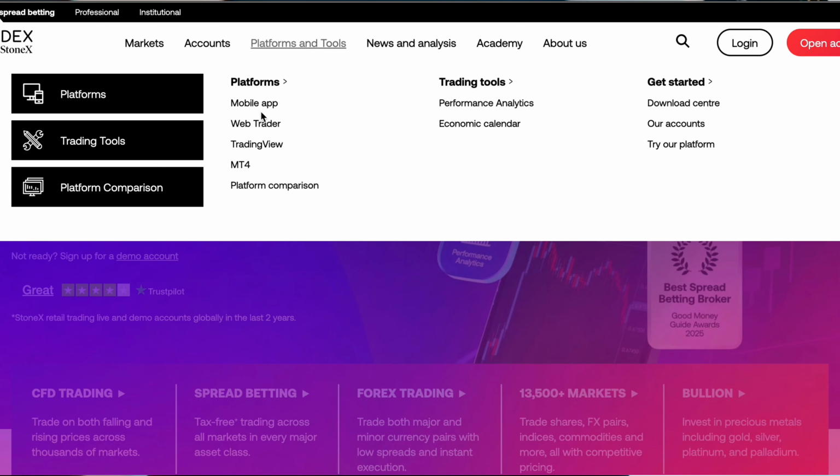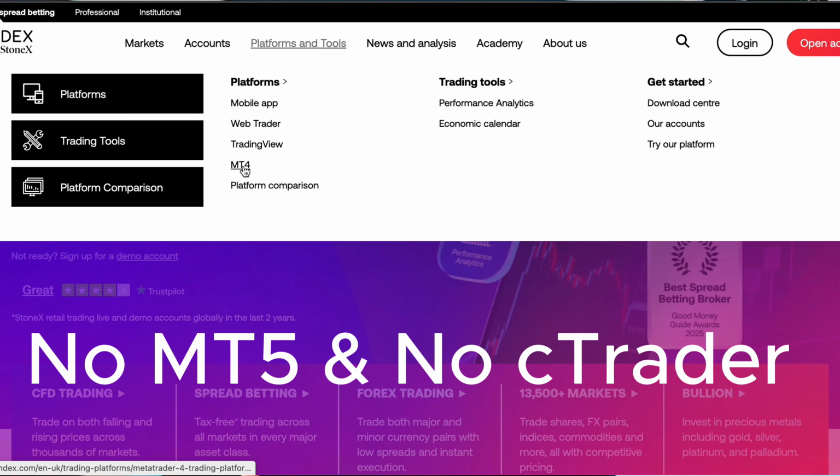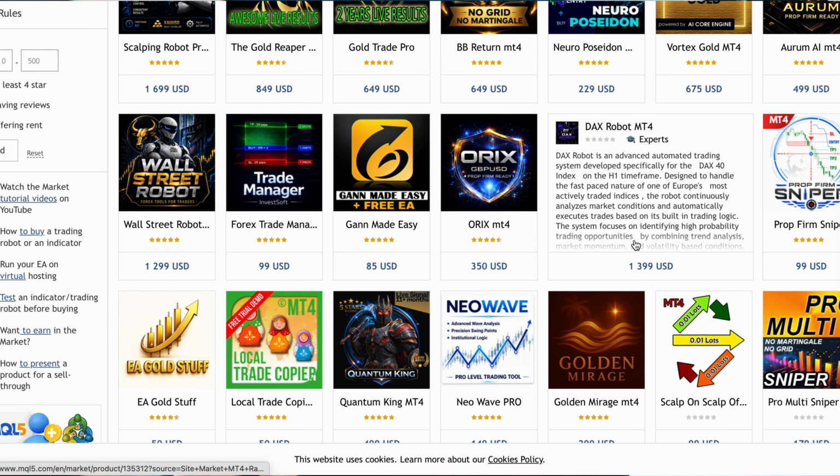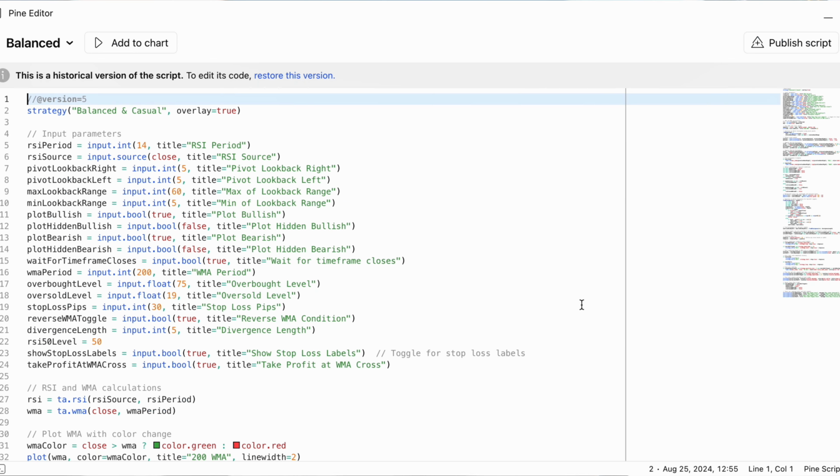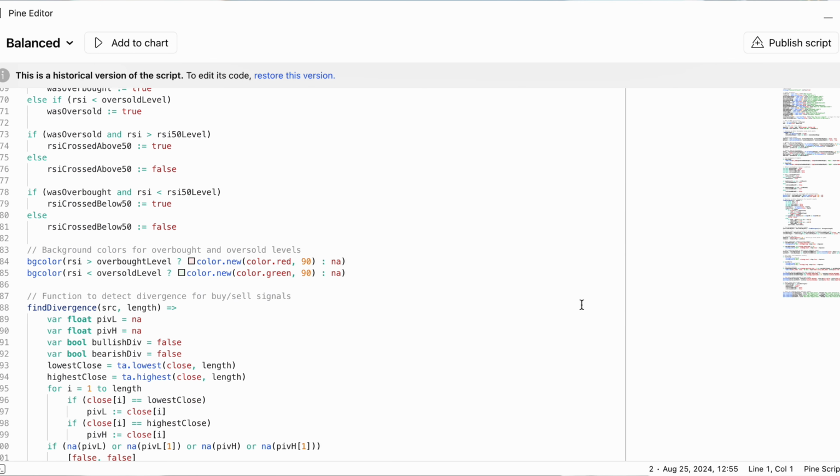City Index, by contrast, has a couple of platforms. They have their own proprietary platform, they have MT4, and they have TradingView. So they don't have MT5 and they don't have cTrader. So what does this all mean? Well, if you're looking to create algorithmic trading bots, you might do that through MT4 and MT5's EAs, or you might do that through TradingView's Pine Script. But that's kind of it for City Index.